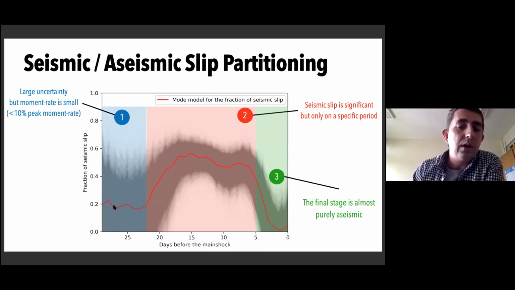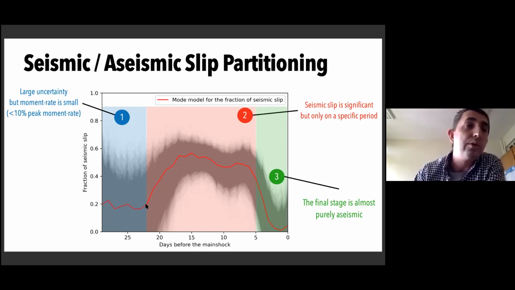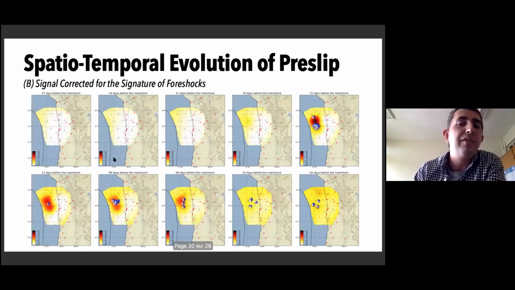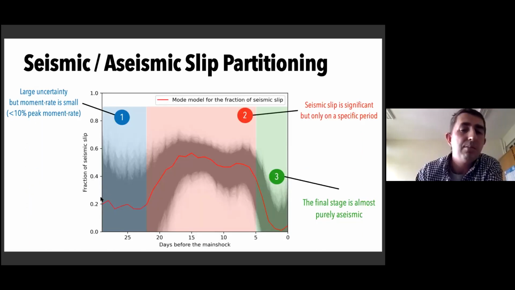At the very start, one month before the earthquake, we see that basically all of it seems to be rather aseismic slip. But the moment, as you could see, for example, if I go back a little bit, what's happening before is very little anyway. So there is a large uncertainty here, and the moment rate is very small. So it's hard to say whether this is really happening or whether this is just, let's say, noise from the data, for example. And then what you can see is that you start to increase quite significantly the seismic contribution.